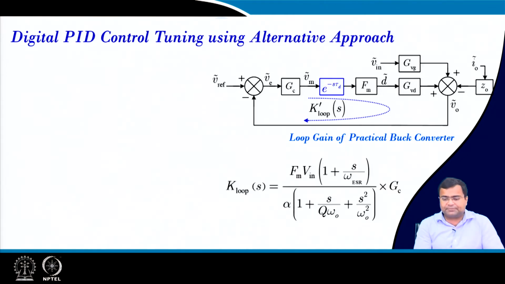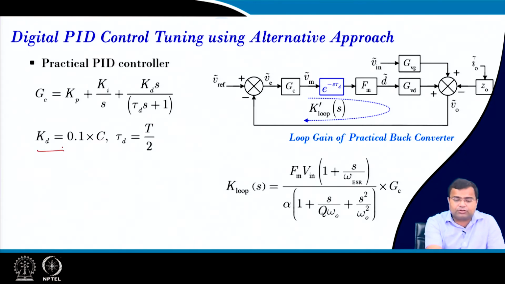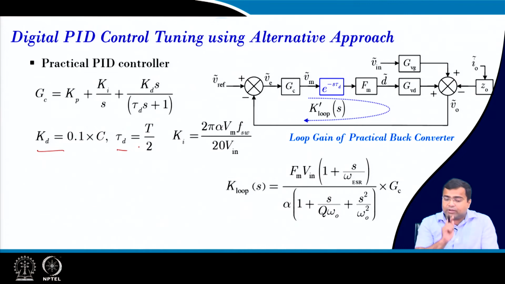Then how do you design? In this case we are first setting again the proportional control. We have taken KD equal to this, tau d equal to this, and we have taken the integral gain the same as we discussed earlier, because we just want to take the integral gain to start with, that is 1/10 of the switching frequency, and Vm is the peak value of the sawtooth waveform.